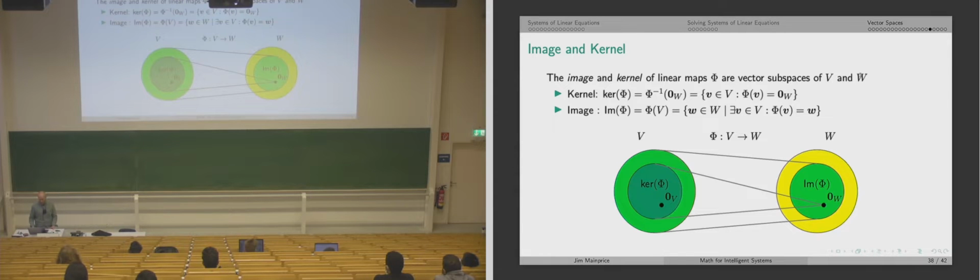Okay, so graphically it looks like this. You have a subset of vectors in V that have image 0. This is called the kernel of the application, or the linear map. And then the image is you take all the vectors in V, and that ends up being some kind of subspace in W.